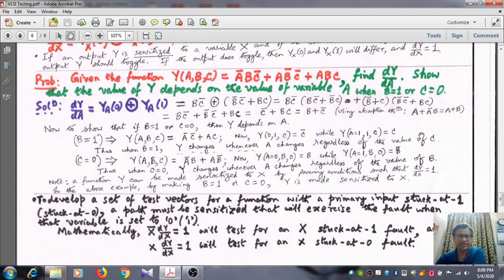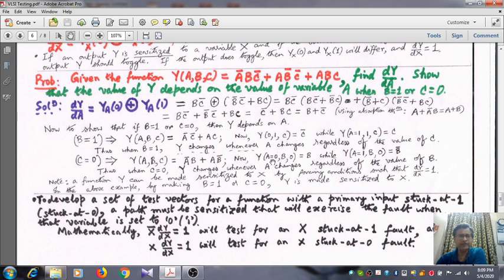So C bar is definitely different from C. Thus when B equal to 1, Y changes whenever A changes regardless of the value of C. Similarly, you see that if C equal to 0, then Y reduces, from the original expression, to: A bar B will remain and A B bar will remain, this term vanishes. So A bar B or with A B bar.